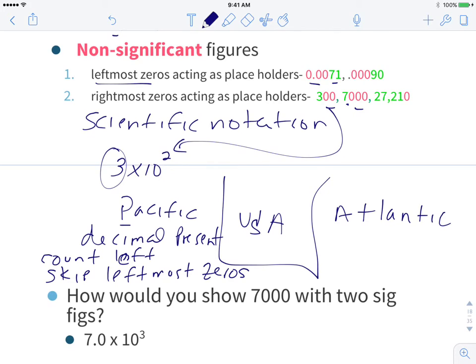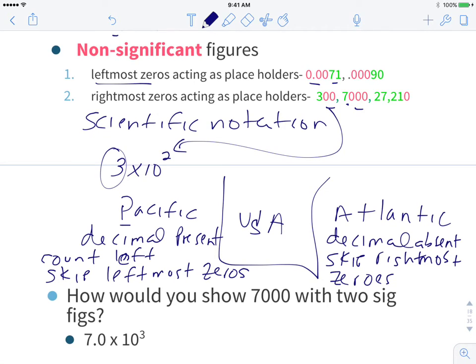If I am at the Atlantic Ocean, there's a decimal that is absent, so there's no decimal. And so I skip the rightmost zeros. Rightmost zeros. I think it's zeroes. I don't know.